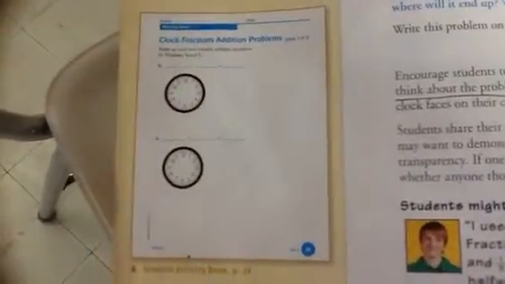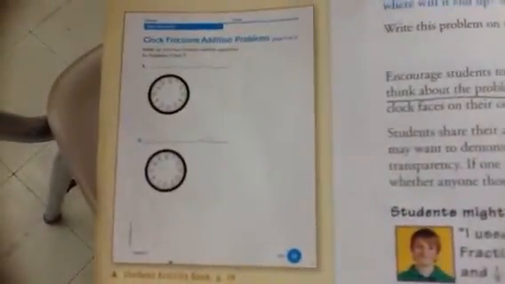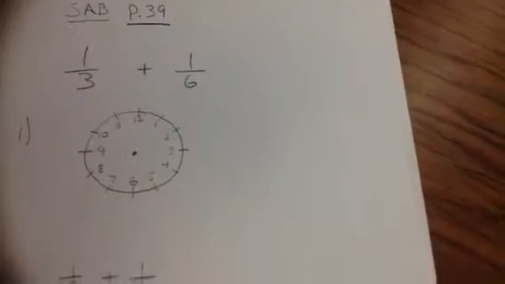So you need page 39 of your SAB, and I'm going to tell you what problems to do on that in a minute. But first we're going to practice a problem, so you need some paper, and I've got it ready to go. We're going to show 3 different ways to solve it. It is 1/3 plus 1/6. Now, there are other ways that we can do it.